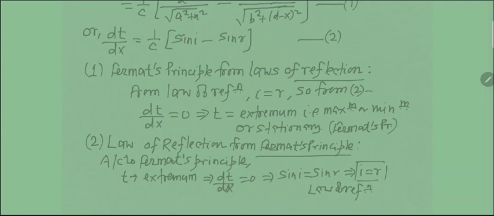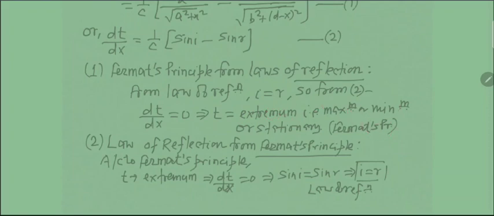Sine i will be equal to sine r, so this will be equal to 0. So dt by dx will be equal to 0. That implies when the differential is 0, a single differential, not double differentiation. Double differentiation is used for something else. We are talking about single, one-time differentiation over here. So when one-time differentiation is equal to 0, then t will be extremum, that is maximum or minimum or stationary.